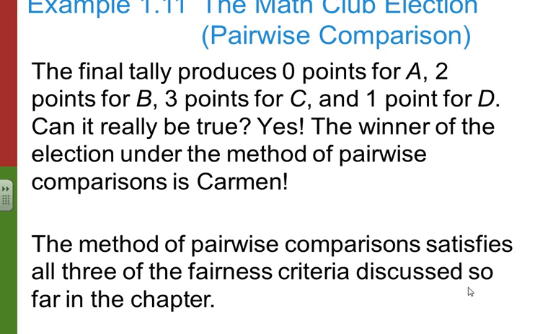The final total produces 0 points for A, 2 for B, 3 for C, and 1 for D. Can this actually be true? The winner of the election under this method is Carmen, and she never won before. So isn't that great? And this satisfies all 3 of the fairness criteria discussed so far in the chapter.